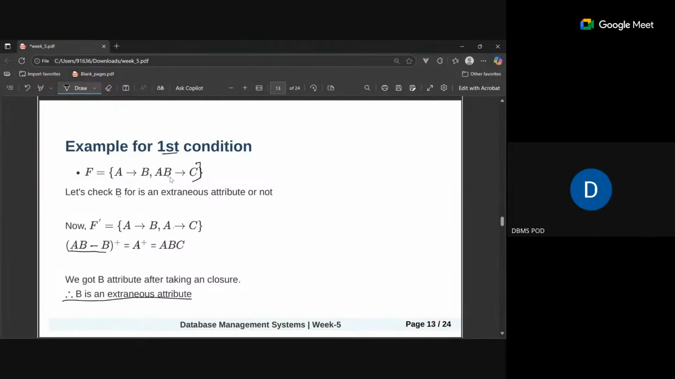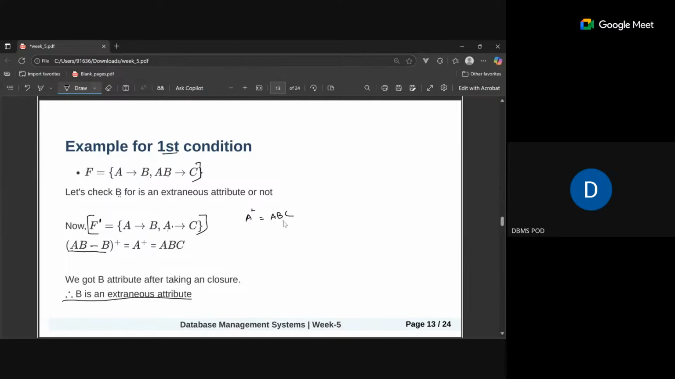On this left side, what I'm going to check is whether this B is extraneous or not. In order to do this, I will rewrite this functional dependency as F dash by removing that B. I just removed it. As I removed B here, I will take the closure of this A, but I will take the closure in this F dash only, not F. If I take the closure, I will get A, B, C.